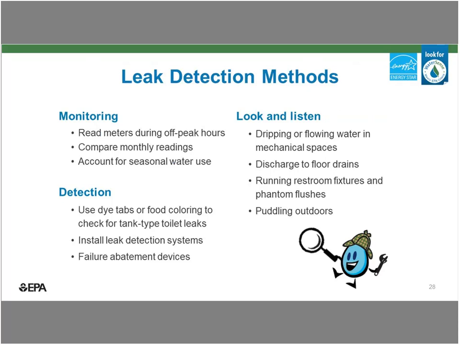So reading your meters during off-peak hours can also help to indicate a leak. If there's no one in the building and there still is significant water going through on your meter, then you know there's probably a leak, because if no one's there, there's no one to use water. Another way to do it is to look at your monthly readings on your meters and look at your water bills and see what differences are coming up, or you may be able to see a spike in your water usage and know there's an issue.